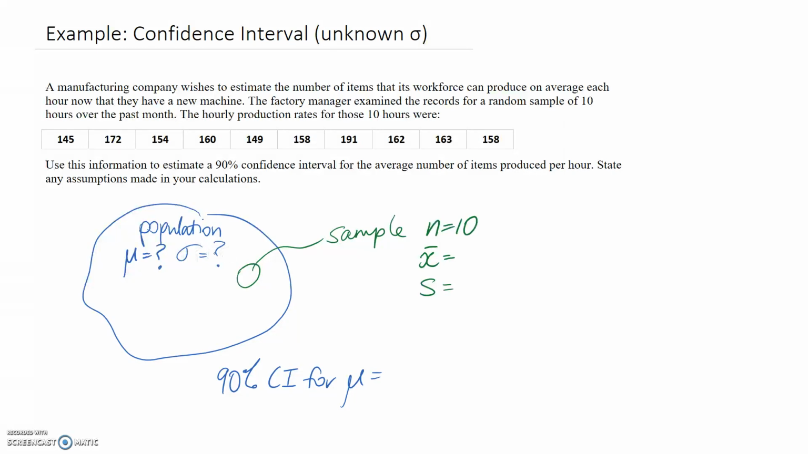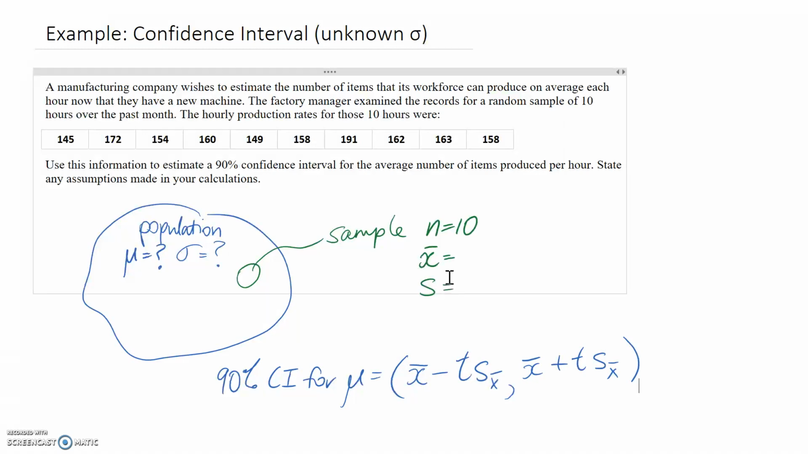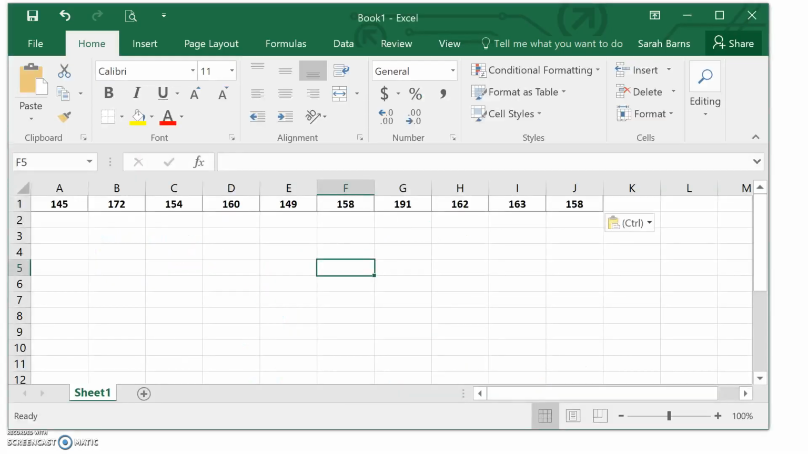Alright, so we don't have this, which means we're using t, and the equation is then the lower limit is x bar minus t times s_x bar, comma, and then the upper limit is where we have a plus, and it's again t from the t distribution times s_x bar. Alright, so let's go and get our x bar and s from Excel.